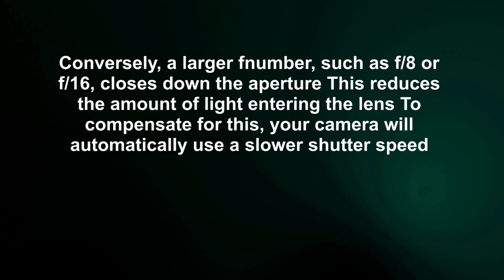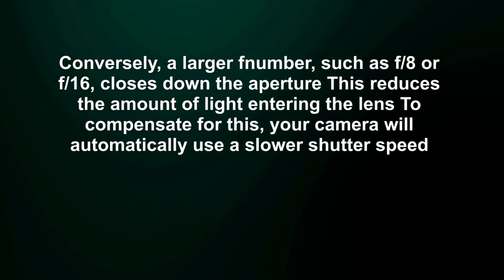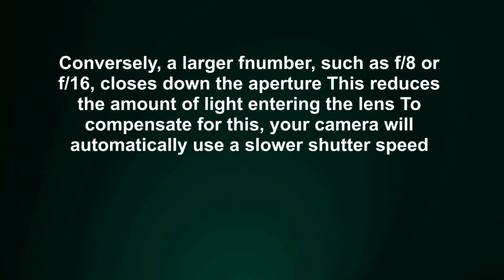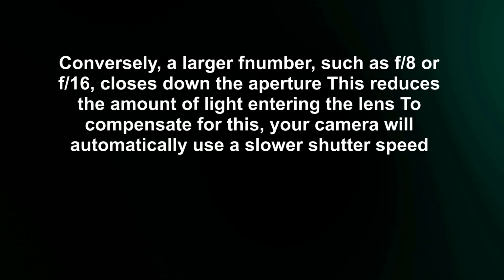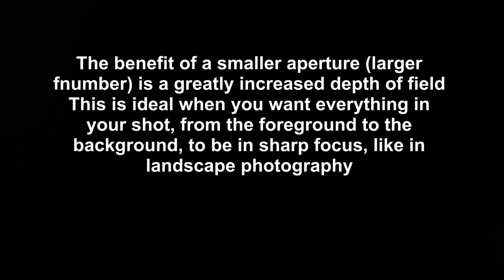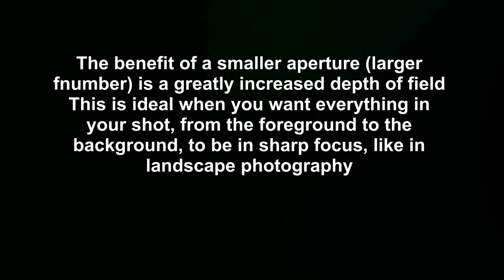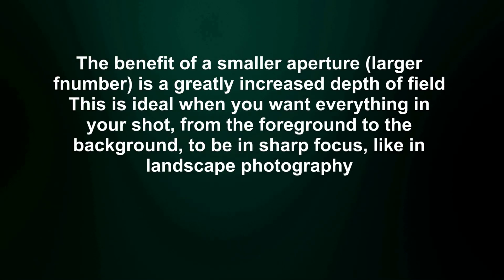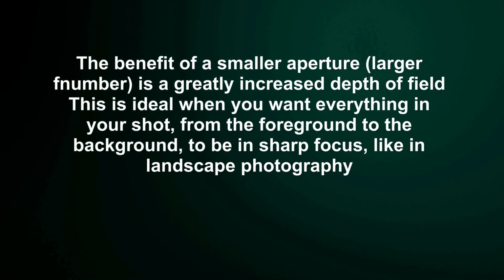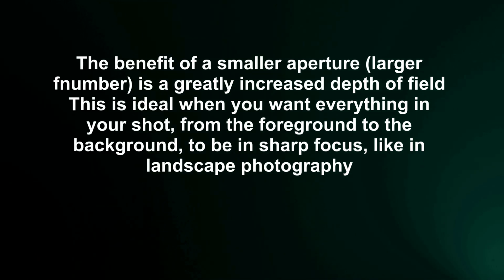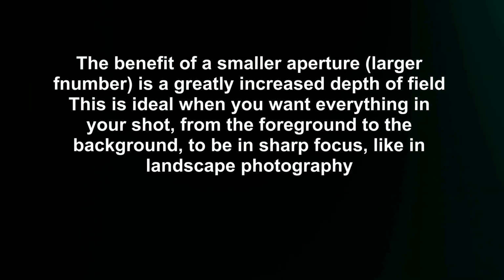Conversely, a larger number, such as f8 or f16, closes down the aperture. This reduces the amount of light entering the lens. To compensate for this, your camera will automatically use a slower shutter speed. The benefit of a smaller aperture, a larger number, is a greatly increased depth of field. This is ideal when you want everything in your shot, from the foreground to the background, to be in sharp focus, like in landscape photography.